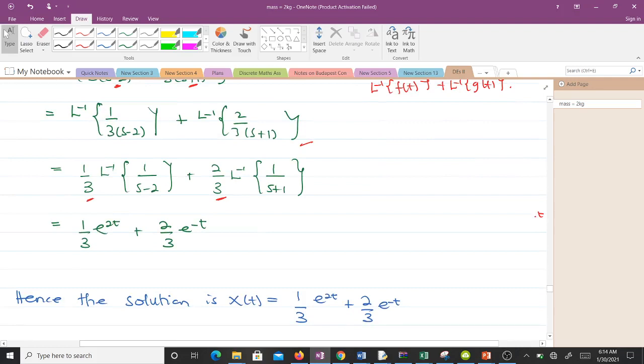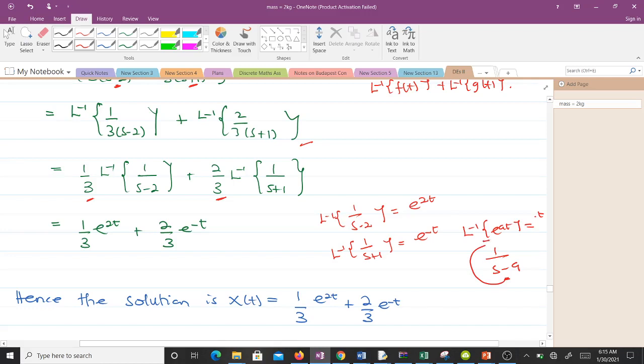Then the next thing for us to do is to find the Laplace inverse of 1 over s minus 2, and this is this. Then the Laplace inverse of 1 over s plus 1, and that is this. Okay, because when you find the Laplace inverse of the exponential function to give you something of this form, that means when you have something of this form and you are going back, you always have something of the exponential form.